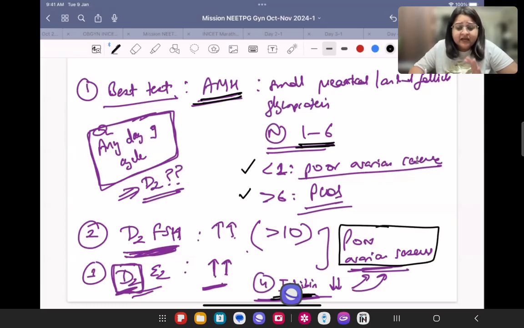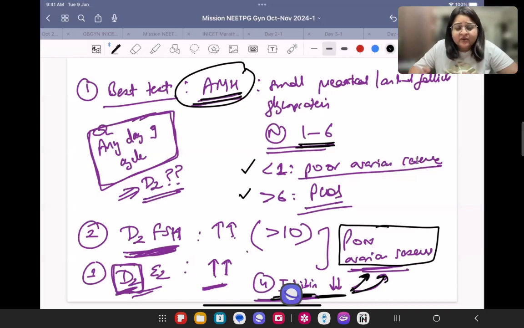Inhibin is secreted by the granulosa cells. So a low inhibin, again done any day of the cycle, is an indicator of poor ovarian reserve. Okay? So this is what you should remember. This has come several times in the exam. AMH has come as the best test. So you should know the best test is AMH.